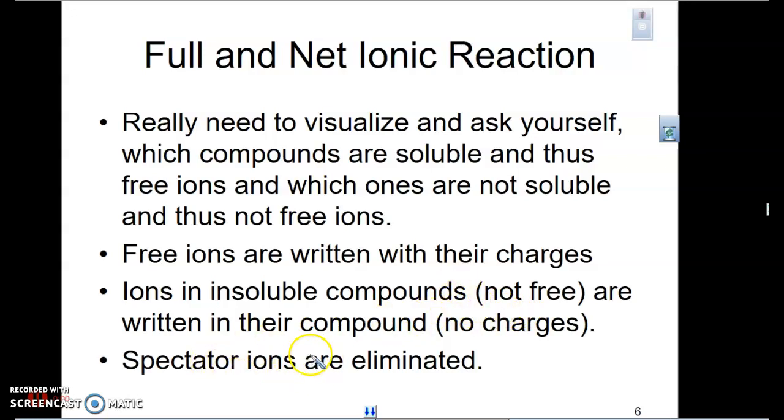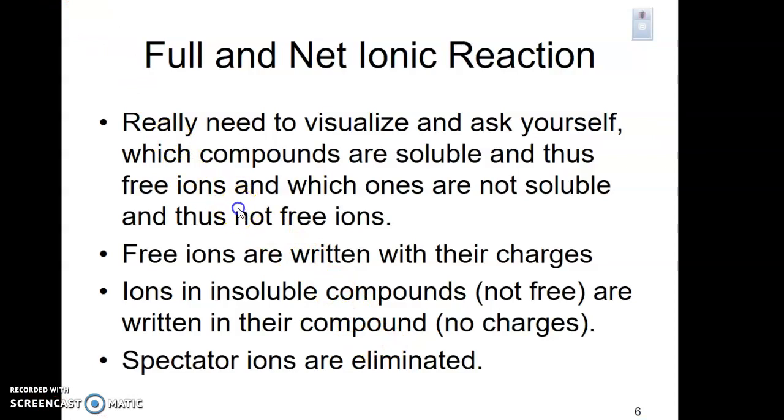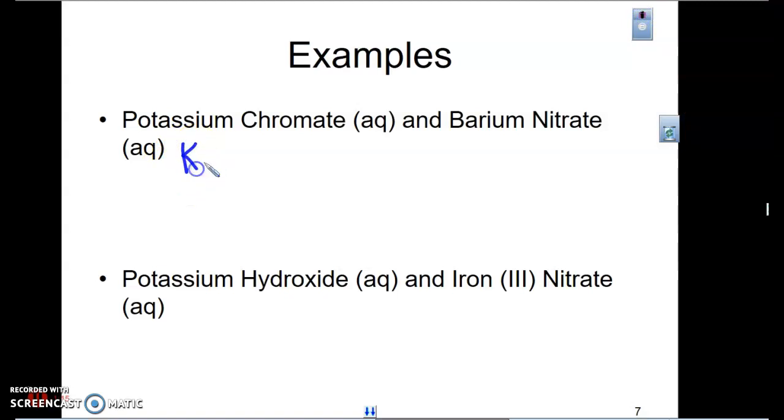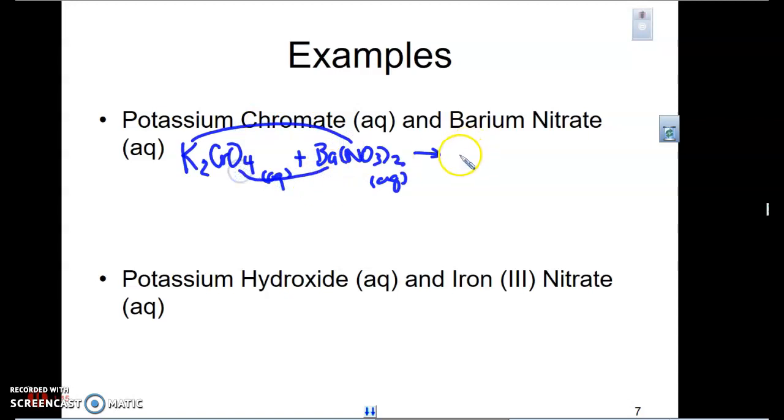And if spectator ions are eliminated, meaning if they were aqueous before and they're aqueous after, they don't do anything and they are just eliminated, as you saw. So, for instance, again, we have potassium chromate, again, 0 net charge. Barium nitrate, 0 net charge. Sorry, they dissolve in water. Now, potentially K could go with NO3, barium could go with chromate like you saw before, so it doesn't really matter which one of those you write first.